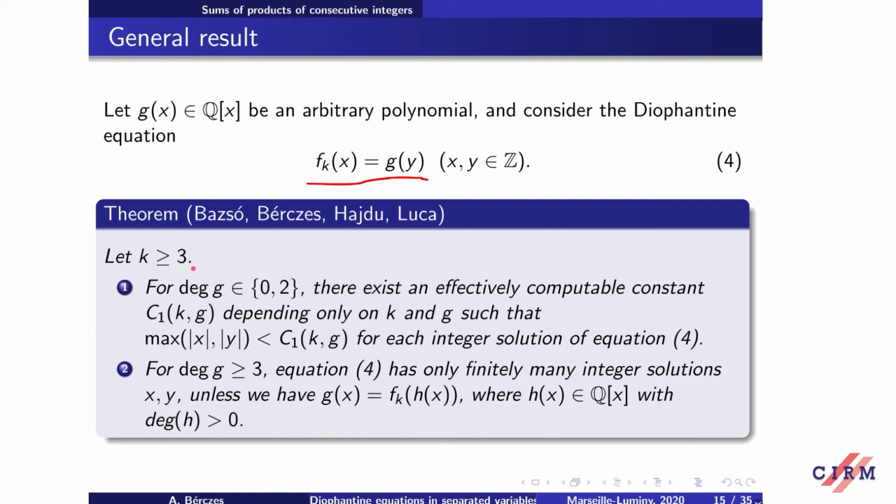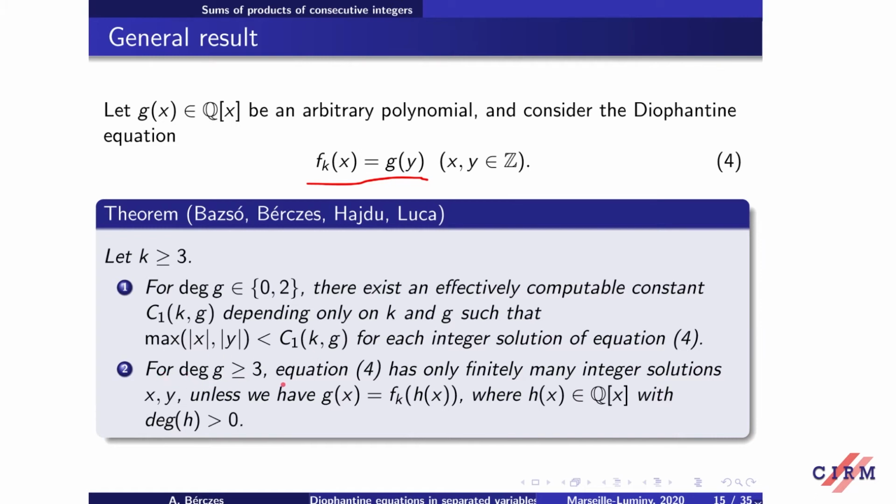Assume that k is larger or equal to 3. Then in the case when the degree of the polynomial g is 0 or 2, there exists an effectively computable constant depending only on this index k and the polynomial g, such that the maximum absolute value of the integer solutions of equation 4 is bounded by this constant. So we can prove an effective finiteness theorem in this case.